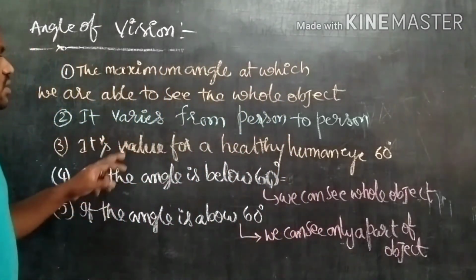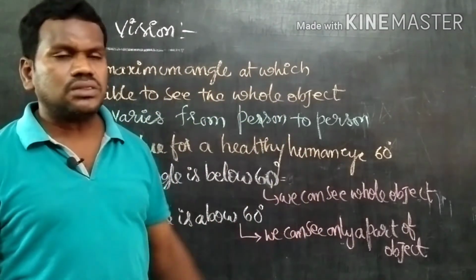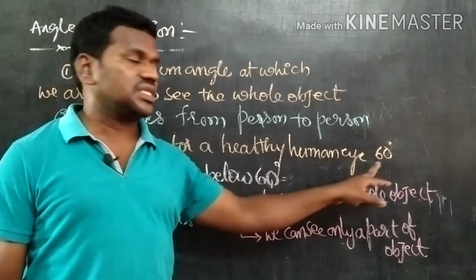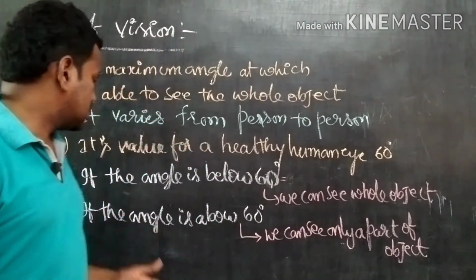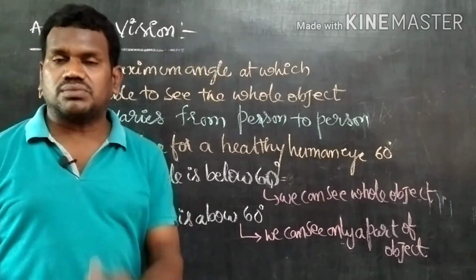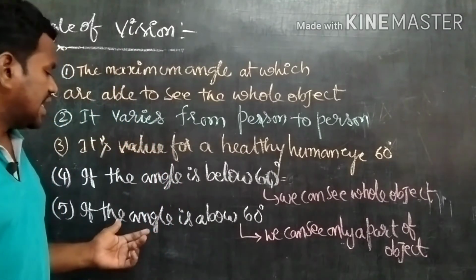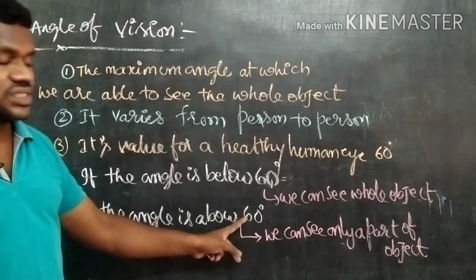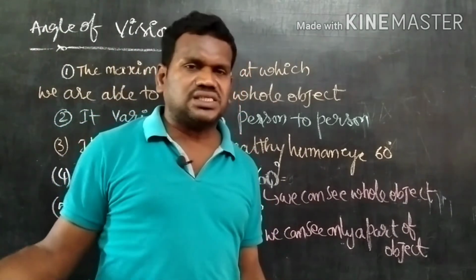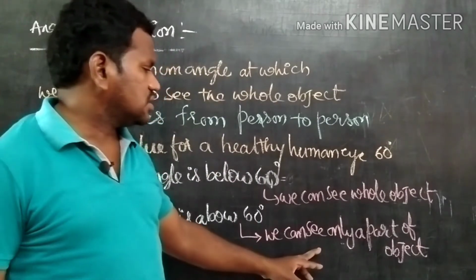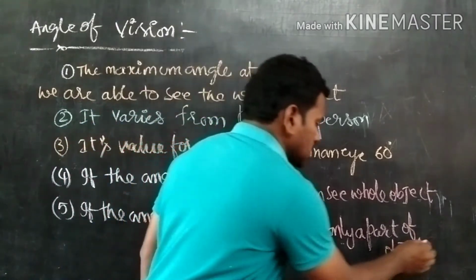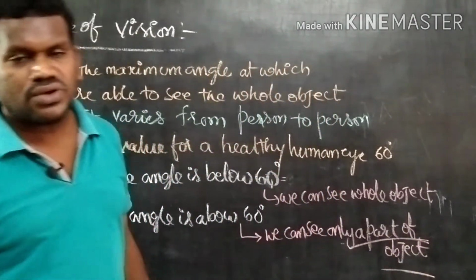This means that it varies from person to person. Its value for a healthy human eye is around 60 degrees. Right? If the angle is below 60, what happens? We can see the whole object, means the total object we can see. If the angle of vision is above 60 degrees, means the object is located above 60 degrees from our eyesight, what happens? We can't see the whole object, we can see only part of the object.